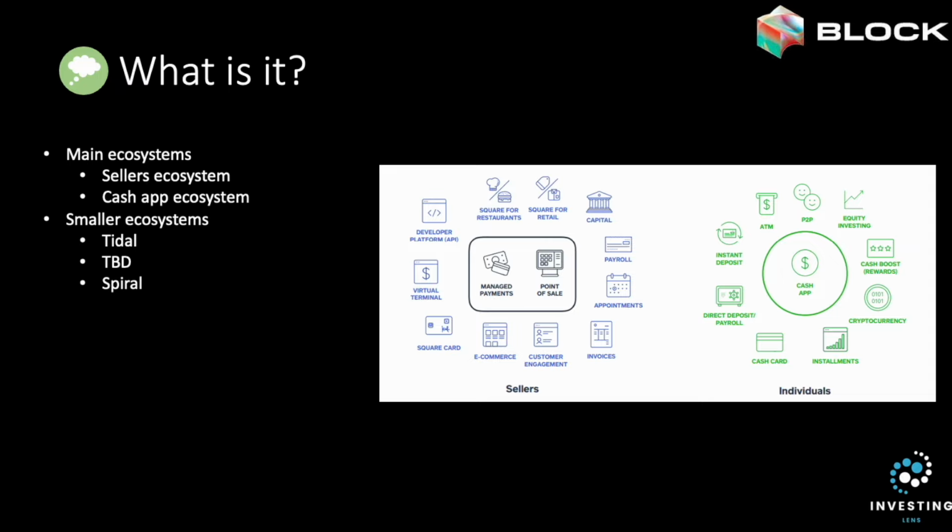For the smaller ecosystem, Tidal is a global music and entertainment platform. TBD is an open developer platform to facilitate easier access to Bitcoin and other blockchain technologies, and Spiral is an independent team focused on contributing to Bitcoin's open source work.